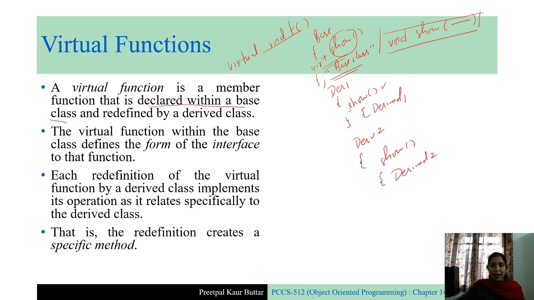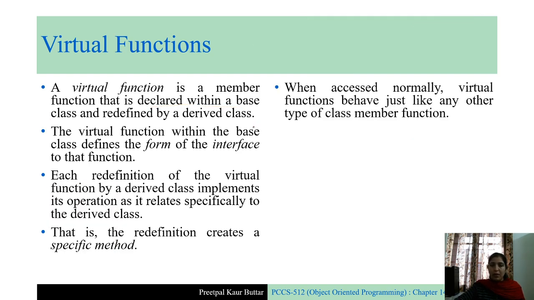So we can say that redefinition creates a specific method. So now it means that this show function in derived 1 is specific to the derived 1 class. This show function is specific to the derived 2 class. Okay. So let me erase the ink.